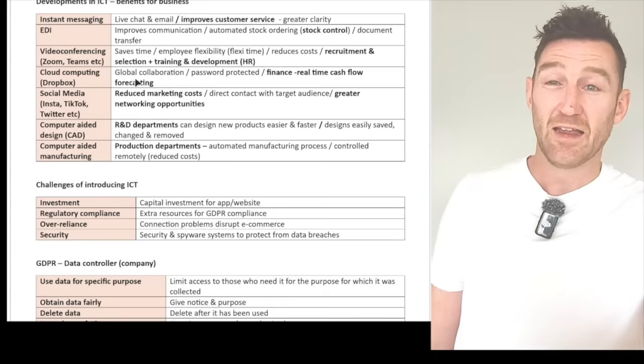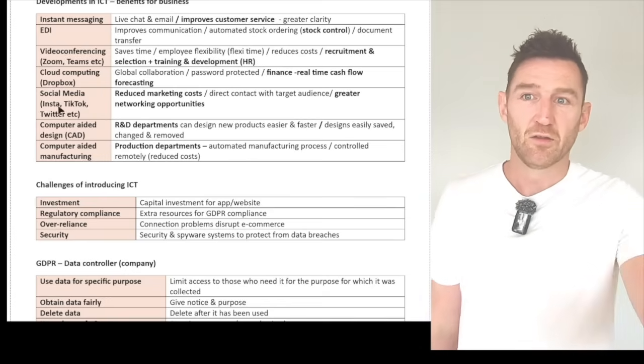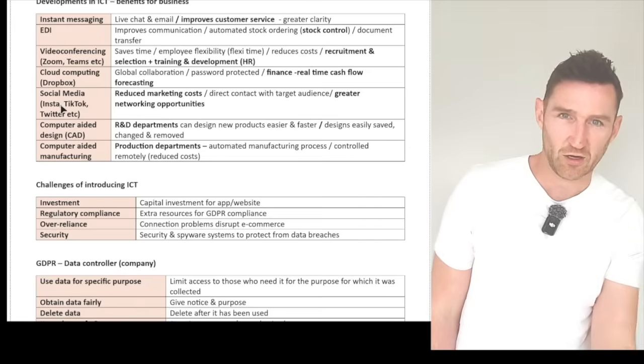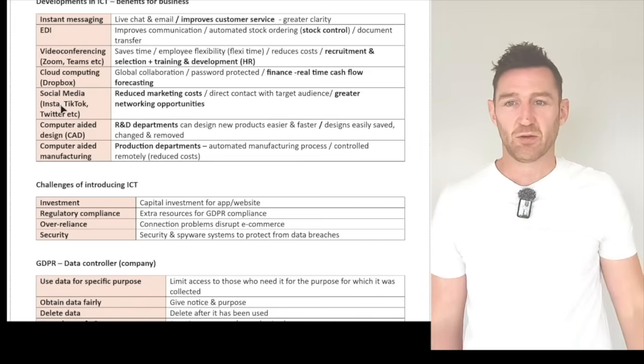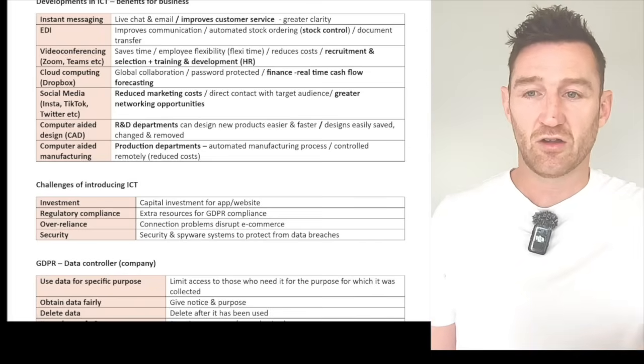So that's what's highlighted. That's why they're in bold there. So social media, that reduces marketing costs. So it's the impact on that area of the business. So that is generally the kind of approach there.